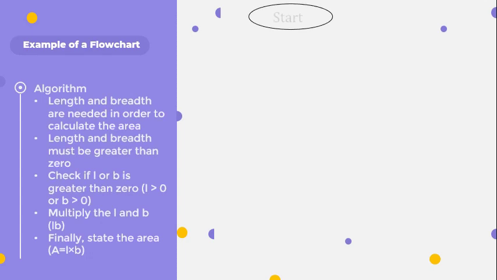We'll start with the start symbol, which is an oval shape. We'll start the process. What is the next? Remember, this is a sequence showing the direction. The next one will be an input. What are we putting in the input? Things needed for us to calculate the area of a rectangle. That is L and B. Those are the ones we need. We'll just list them there.